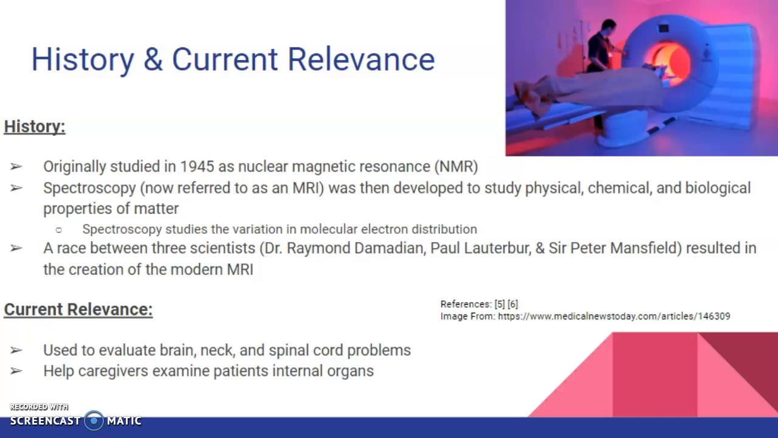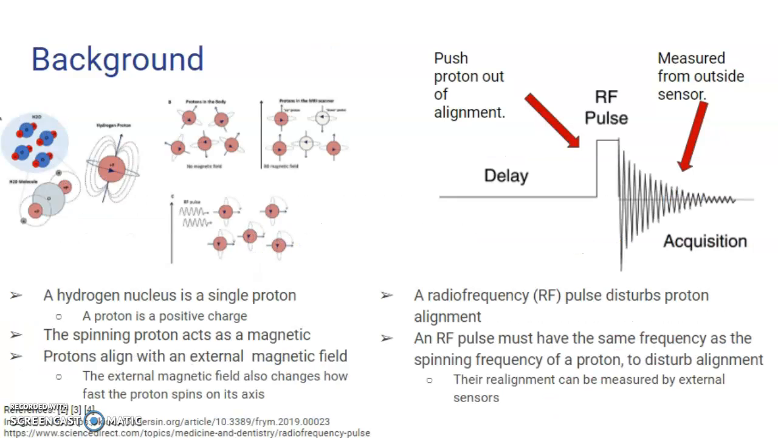Now, MRIs are extremely prevalent in the medical industry to help treat patients with complex issues. Without this necessary tool, caregivers would not be able to provide proper treatment. To understand the overview of how an MRI operates, we first need to introduce two important concepts: how protons align in a magnetic field and how radio frequency, or RF pulses, disturb protons.